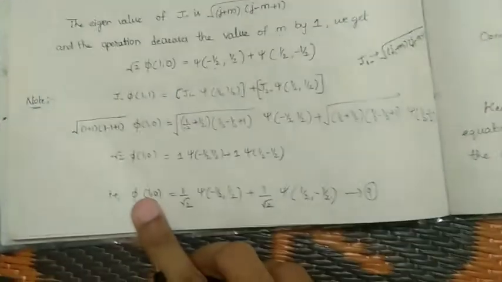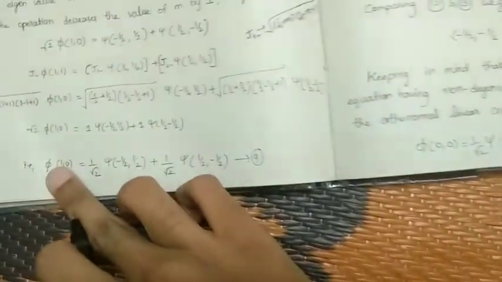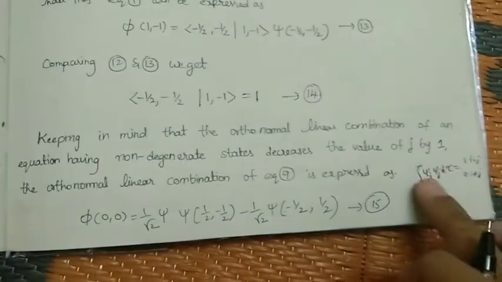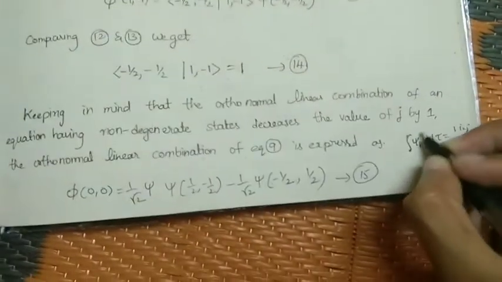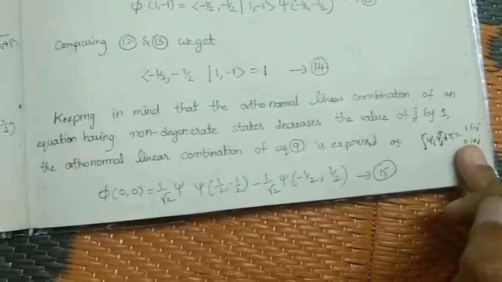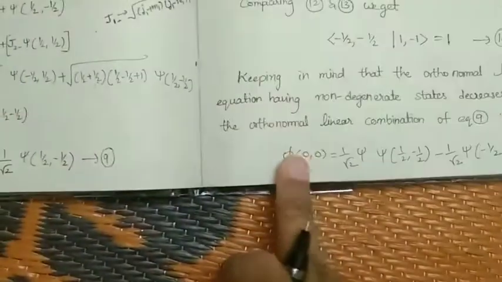Here they are saying it reduces the value of j by 1. Here the j value is 1 and the m value is 0, so in this condition the j value is reduced by 1, 1 minus 1, 0. And if we do the integration of xi i xi j star d tau, it has to be 0. We have to get 0. So we multiply this function with the conjugate of this function, and if we do the integration we should get 0.